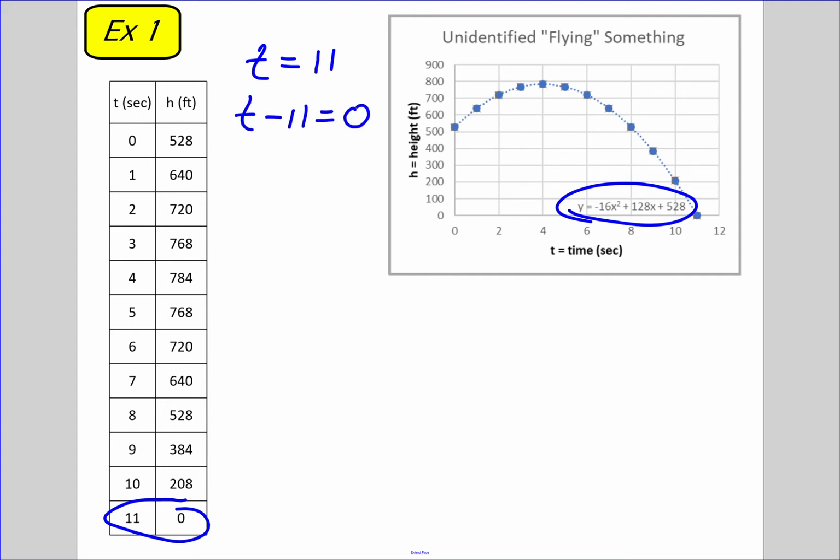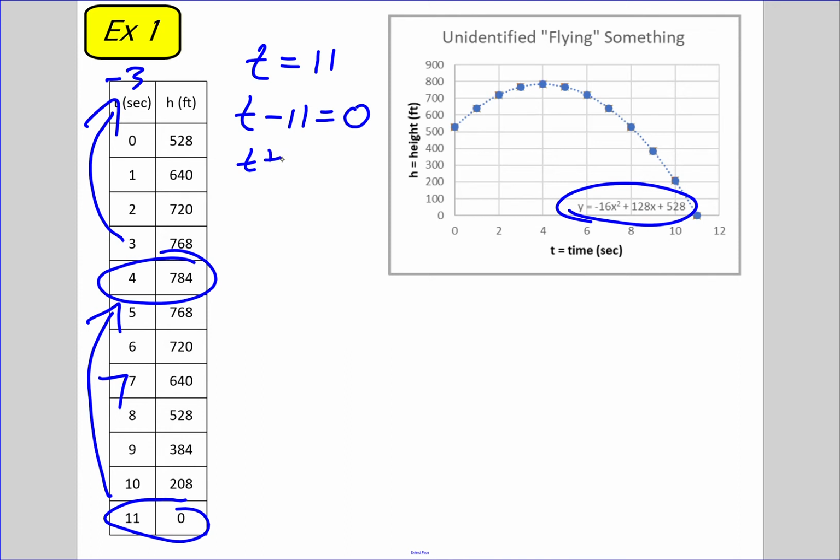Now, we're going to use this idea of symmetry that we've talked about over and over. We know the vertex here is at (4, 784), but what we're really concerned about is that it's 7 units away, 7 seconds before and 7 seconds after. So if we go 7 seconds before this 4, we get to -3. So that's one way that we can do it.